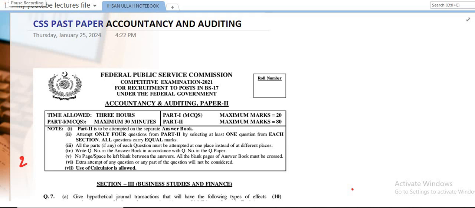Okay, guys, today we will be tackling question number 7 from the CSS past paper Accountancy and Auditing for the 2021 attempt. This question is a part of paper 2, section 3, focusing on business study and finance. Okay, let me show you here.